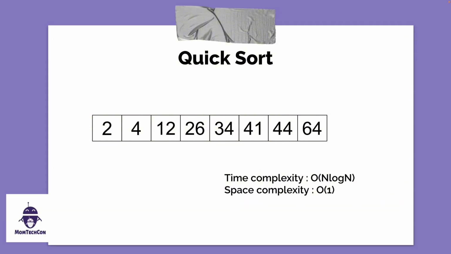Although the worst case complexity of quicksort is n squared, which is more than many other sorting algorithms like merge sort and heap sort, quicksort is faster in practice because its inner loop can be efficiently implemented on most architectures and in most real-world data. Quicksort can be implemented differently by changing the choice of the pivot so that the worst case rarely occurs for a given type of data. So we are considering the complexity as n log n.